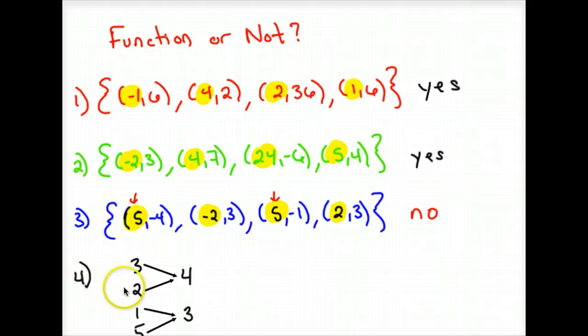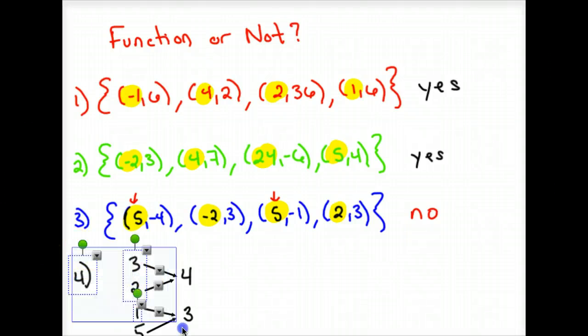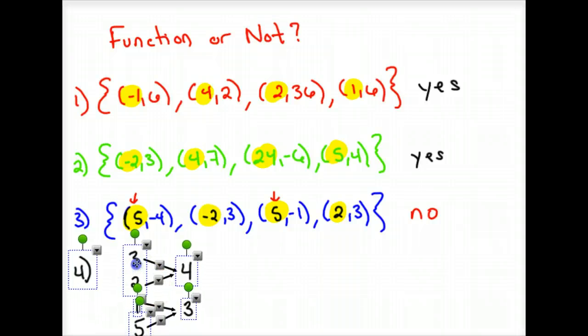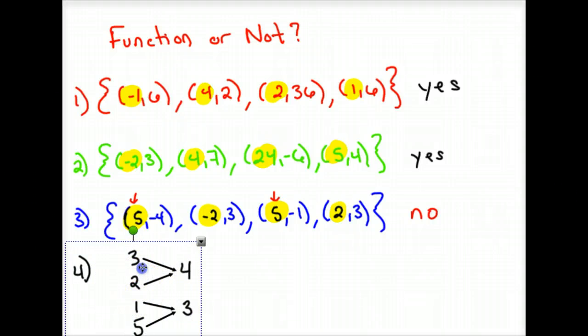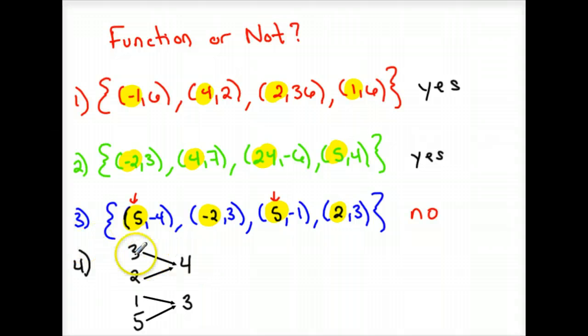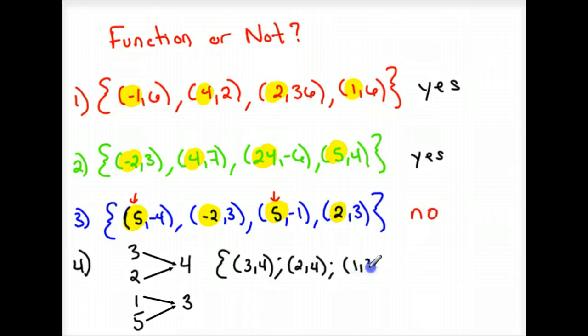And our last one here, number 4, I'm going to bring this one up. 3 pairs with 4, 2 pairs with 4, 1 pairs with 3, 5 pairs with 3. Again, if this is a little bit hard to see, let's write the ordered pairs. So we have the ordered pair (3, 4). We have the ordered pair (2, 4). We also have the ordered pair (1, 3). And last but not least, we have the ordered pair (5, 3).